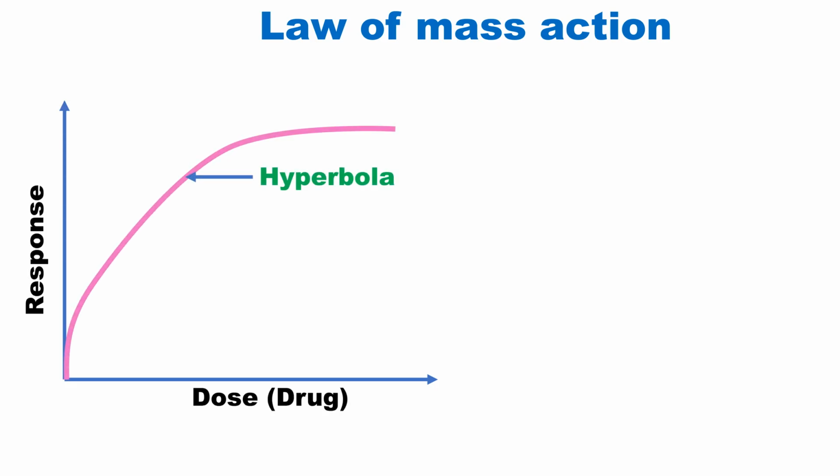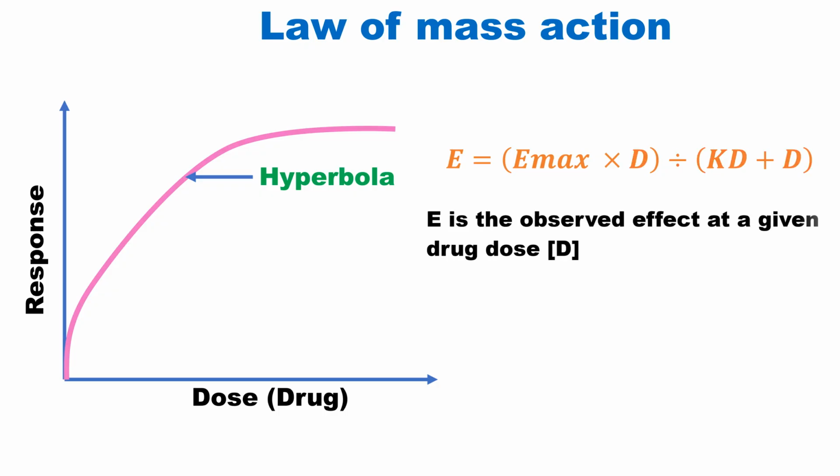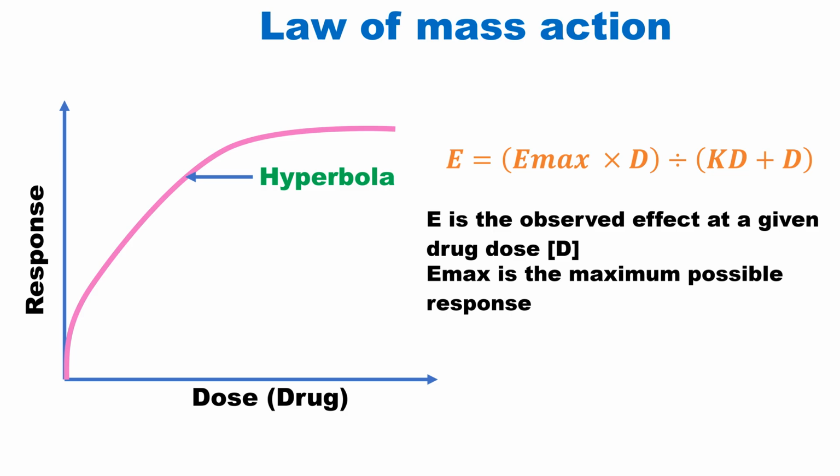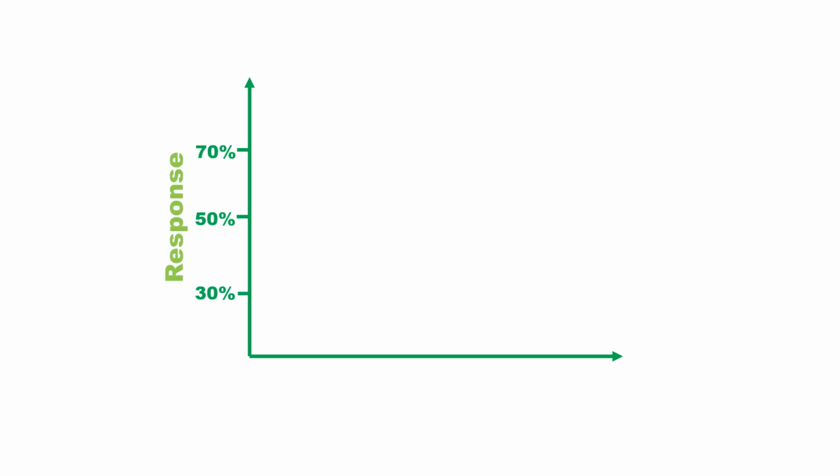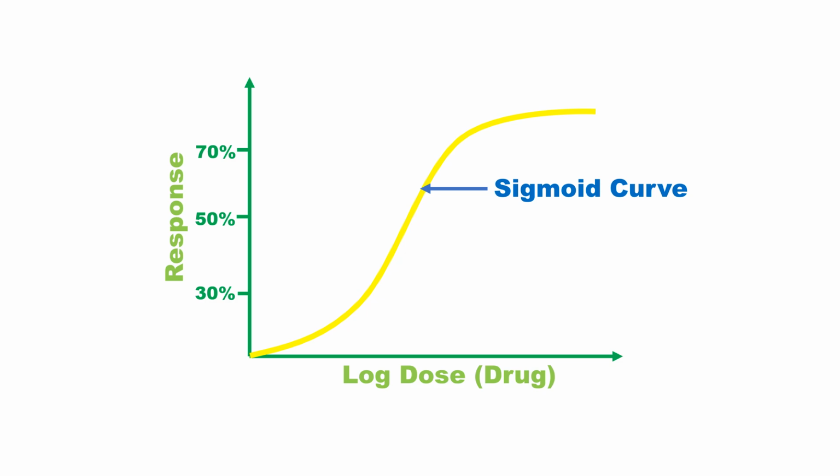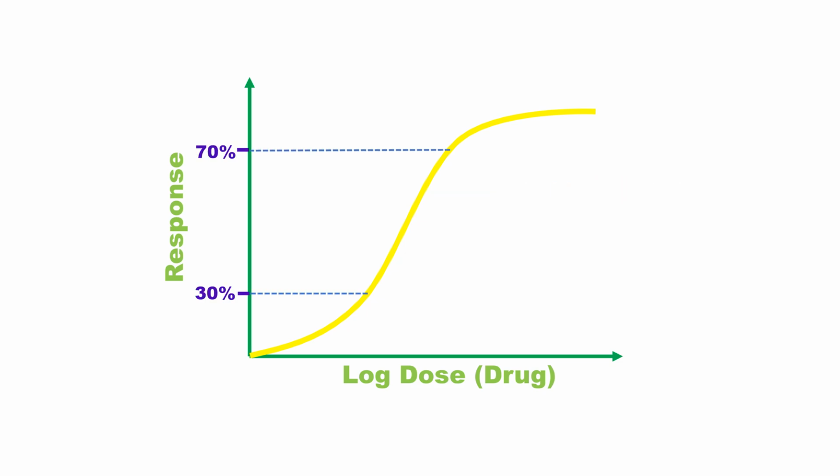Mathematically, the relationship is E = Emax × D / (Kd + D), where E is the observed effect at a given drug dose D, Emax is the maximum possible response, and Kd is the dissociation constant. The curve transforms into a sigmoid shape when the dose is plotted on a logarithmic scale. In the intermediate response range, that is 30 to 70% of the maximum effect, a linear relationship emerges between the log of the dose and the response.